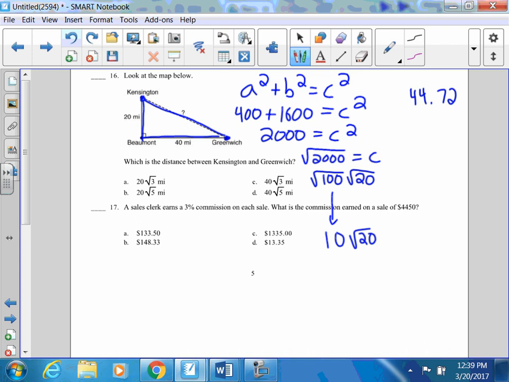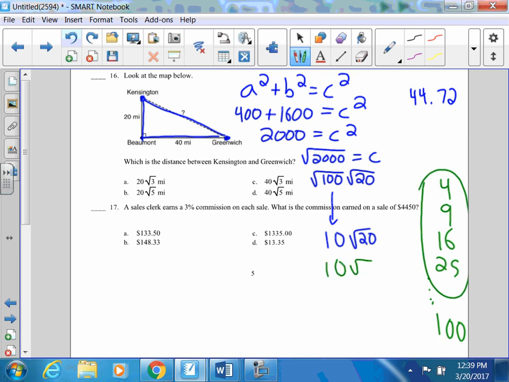Now, if you remember a list of perfect squares, there are 4, that's 2 times 2. 3 times 3 is 9. 4 times 4 is 16. 25, up to 100, right? We already divided out 100. But then any of these numbers, do they divide into 20 evenly? Well, 4 does. So you have the square root of 4 times the square root of 5. That's what the square root of 20 breaks up into.